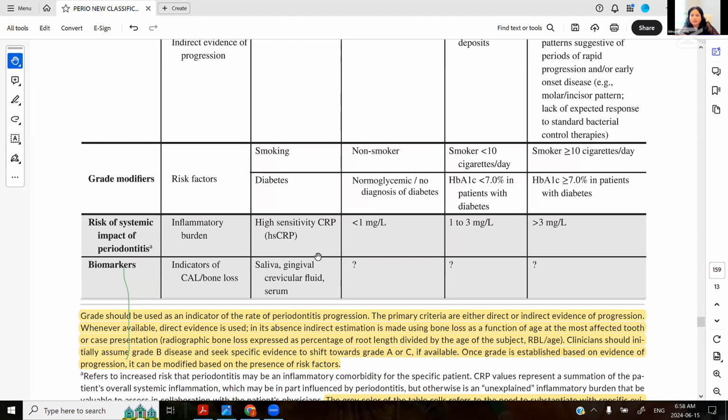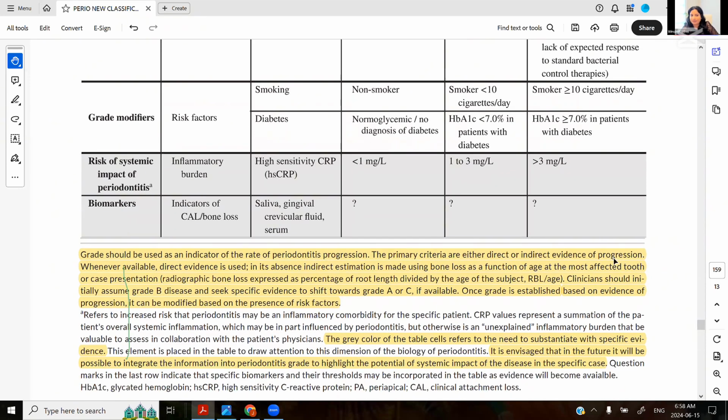What is this? Bone loss prescribed? I don't get the doubt, Shaleen. You can send it to me later on WhatsApp. I don't know what bone loss prescribed means. I don't understand that. Okay.